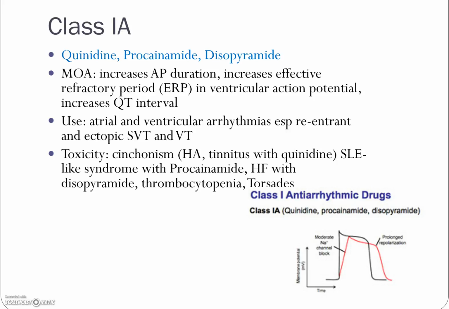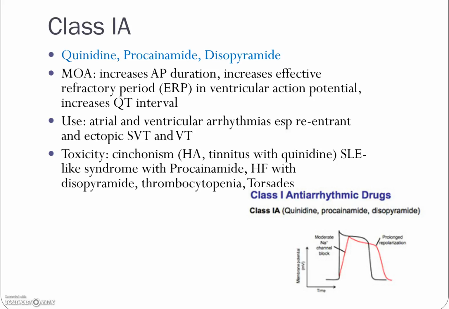Your class 1A antiarrhythmics include quinidine, procainamide, and disopyramide. And these are generally used when you have atrial and ventricular arrhythmias, particularly things like ectopic supraventricular tachycardia or reentrant ventricular tachycardia. The mechanism of action is that they increase your action potential duration, which in essence increases your refractory period and your ventricular action potential.